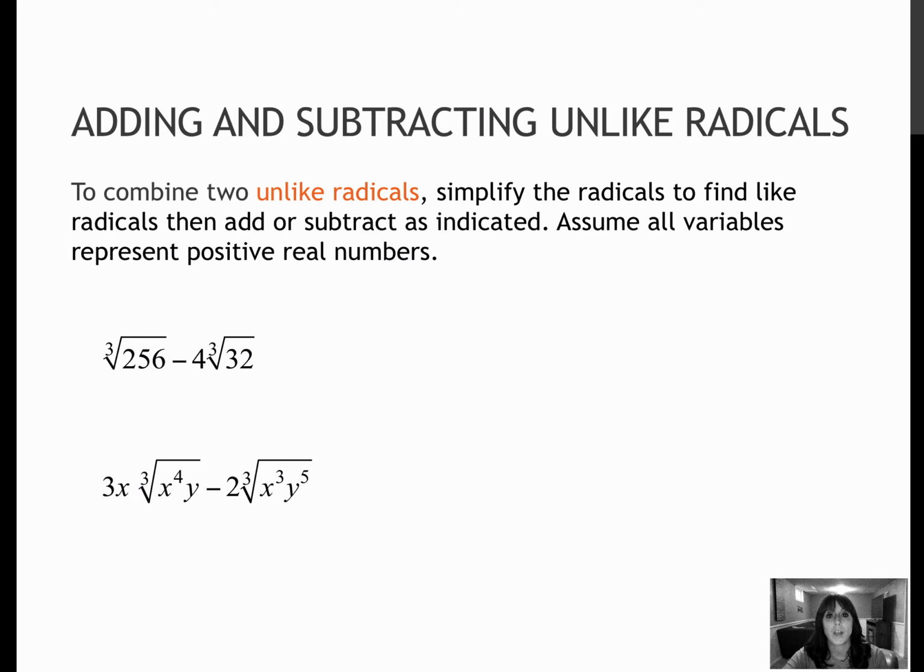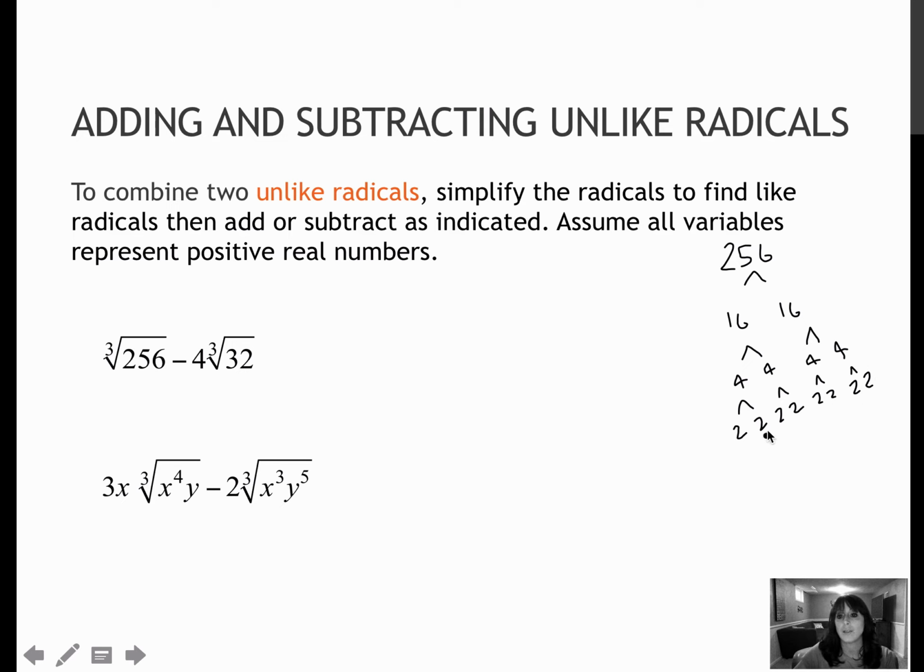Sometimes we are asked to add or subtract radicals that are not already the same, and sometimes we are actually able to turn them into like radicals. So for instance, in my first question, I would write 256. I would go ahead and make my little factor tree for 256 to break that down. 256 is 16 times 16. Each 16 is 4 times 4. And each 4 is 2 times 2. So I could rewrite 256 as 2 to the 8th. So the cubed root of 2 to the 8th.